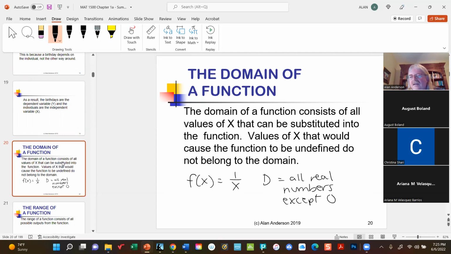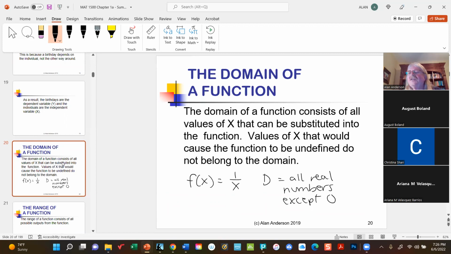Now, you wouldn't normally write it this way. This is not formal enough for mathematicians. All real numbers except zero. We'll see how it's supposed to be written in a few minutes. But the idea here is that zero would lead to division by zero, which of course we know is not allowed. But any other real number can be substituted into this function. So therefore, the domain is simply all the real numbers except zero.